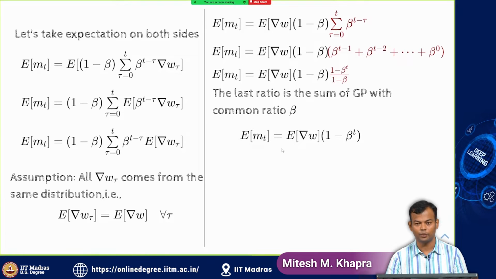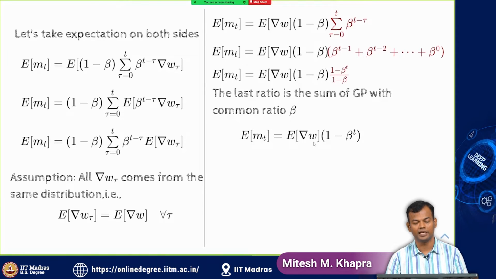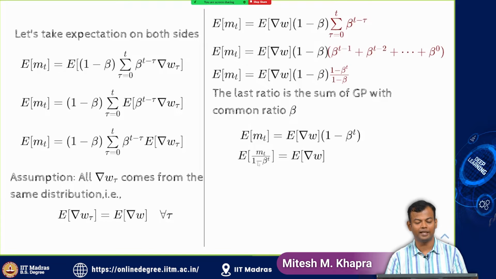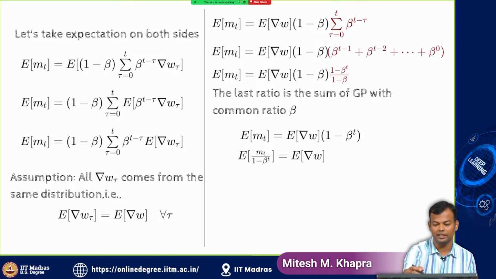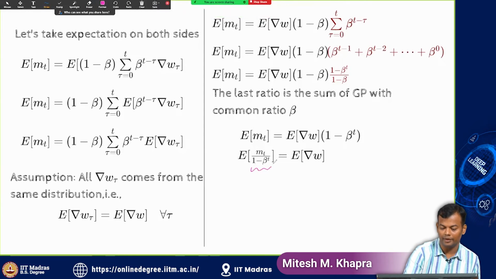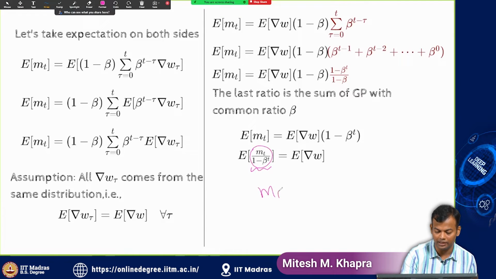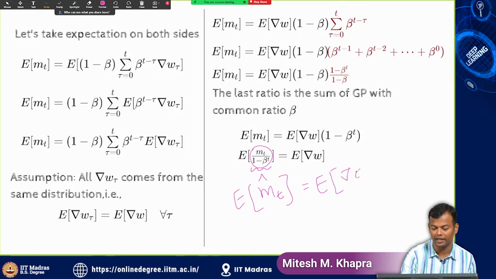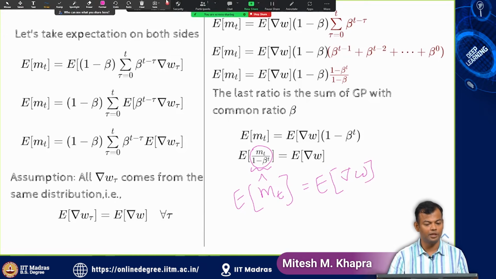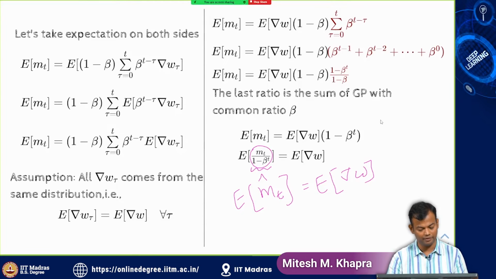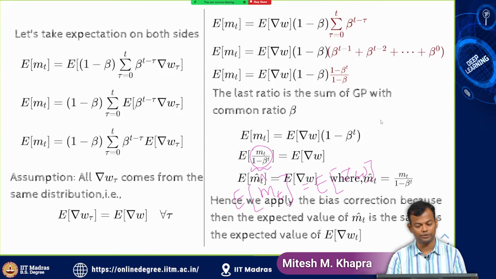So now I get this equation. The expected value of mt is actually the expected value of the derivative into 1 minus beta t. So if I had taken the expected value of mt divided by 1 minus beta t, then I would have got the expected value of the gradient, right? Hence I need this bias correction. I am just dividing the value of mt by this term 1 minus beta t, and now this is actually my mt hat. So what this is telling me is that the expected value of mt hat is the same as the expected value of the derivative. That's why I am doing this bias correction, and you can have a similar derivation for the value of Vt also. So that's why we have to use bias correction in ADAM.